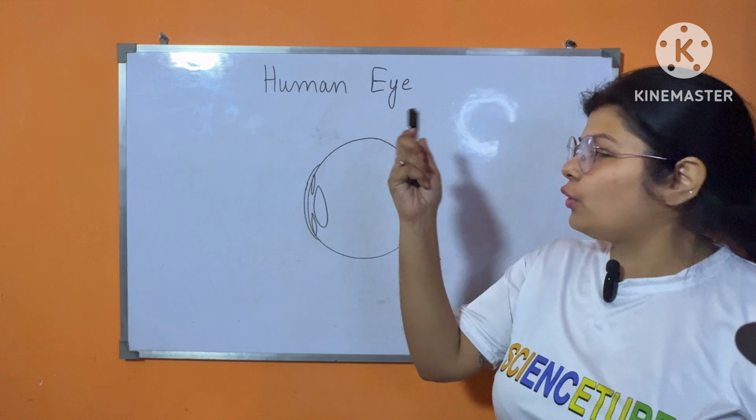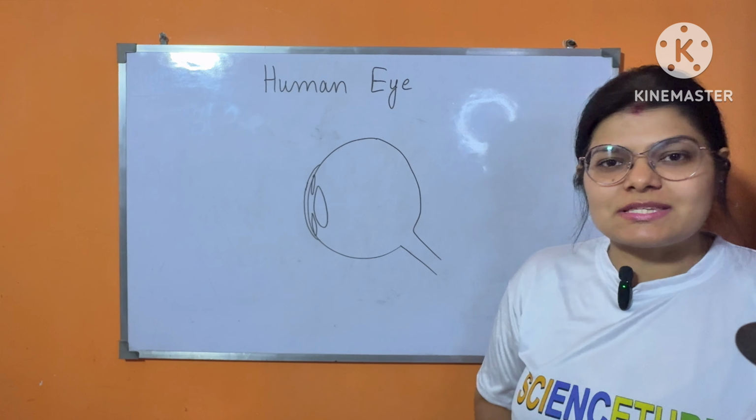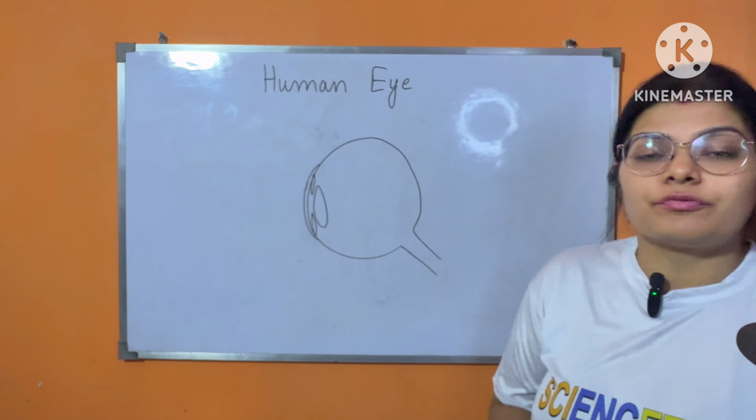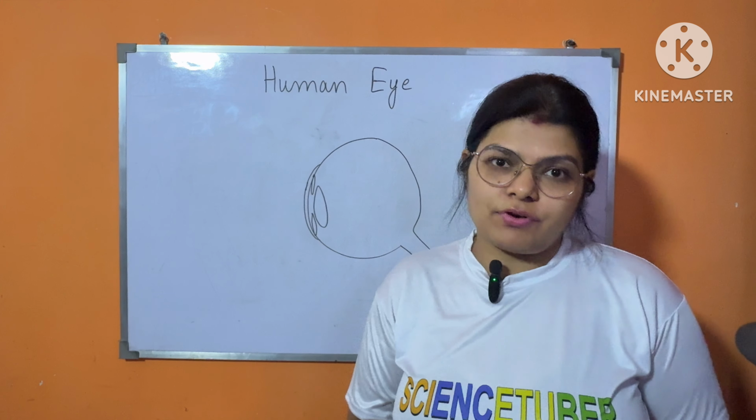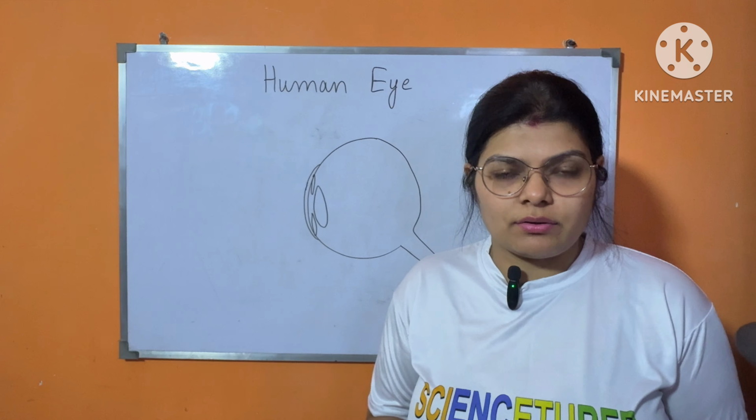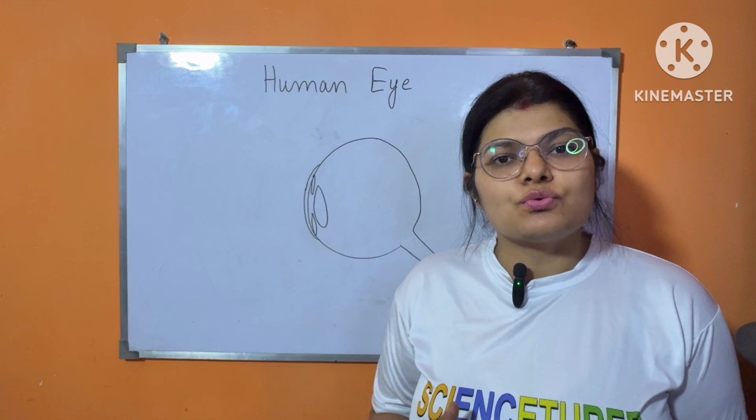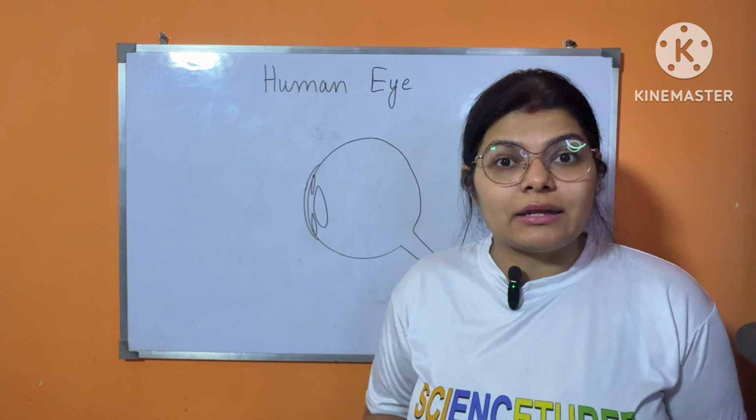So in today's video, we're going to talk about the human eye. The human eye is basically the most important topic of light, reflection and refraction of class 8, because the human eye is the only part through which we can see our surroundings. So we need to understand the importance of the eye in our life.